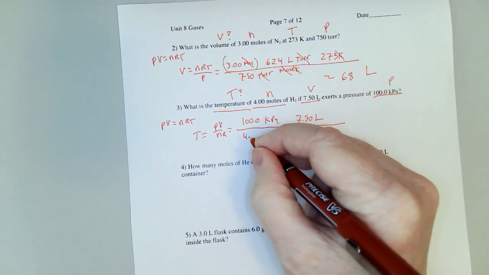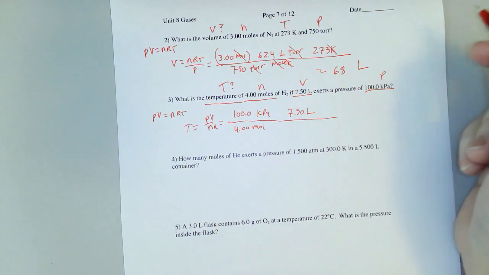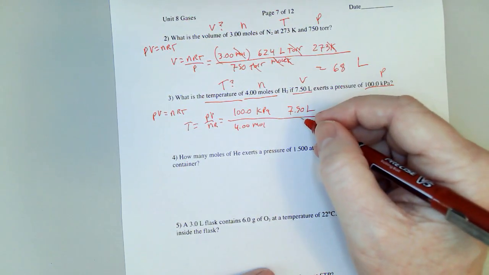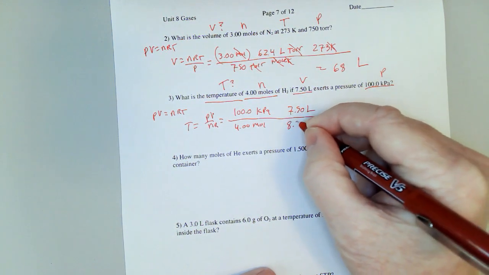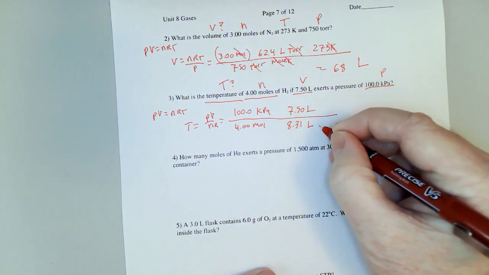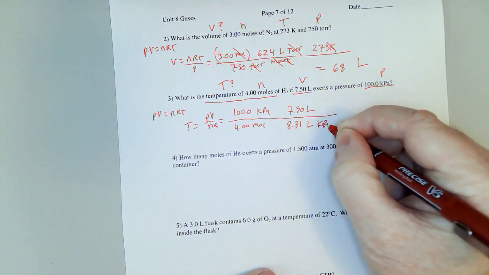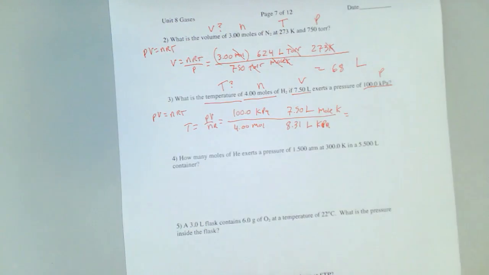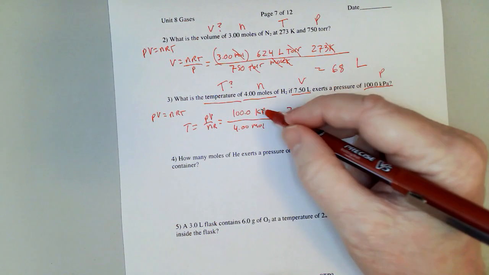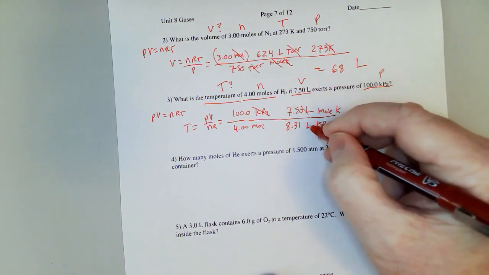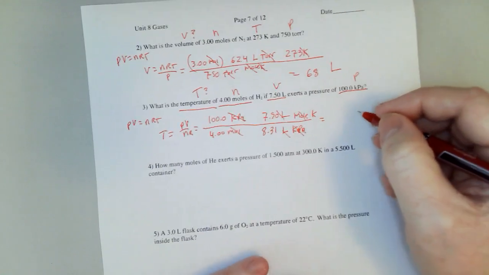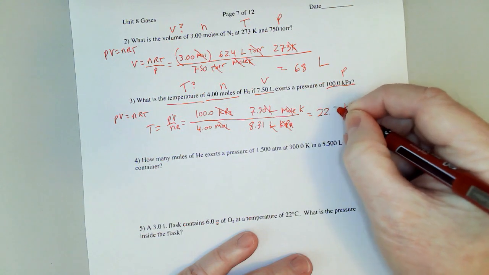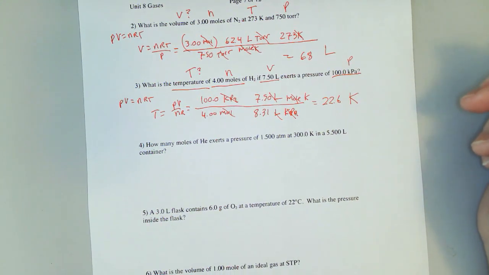N is 4.00 moles. Now, here's where it gets kind of important. Watch how I write the units with the R. Okay? Now, in this case, R is 8.31 liter kilopascal per mole Kelvin. So the mole Kelvin actually ends up upstairs in this fraction because R was downstairs. So the kilopascals, the liters, and the moles all cancel out, and we're left with a temperature in Kelvin, which is the way we should do it. 22.6 Kelvin.